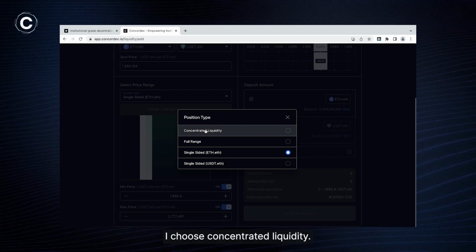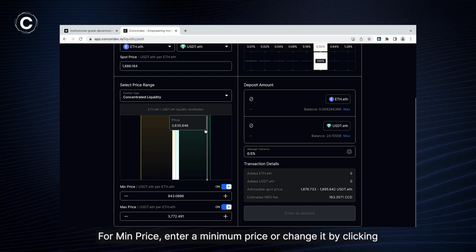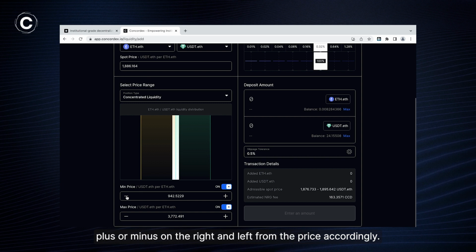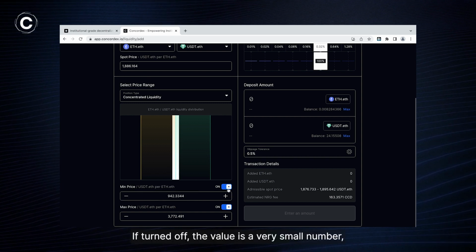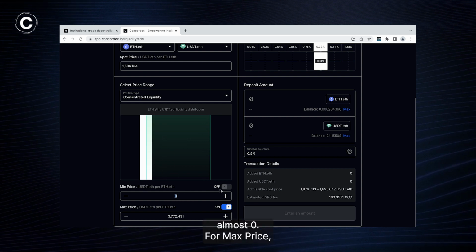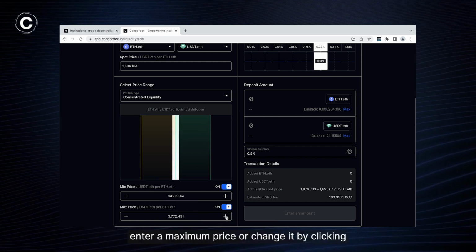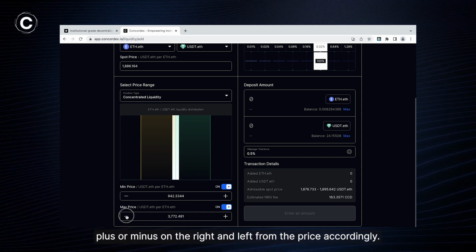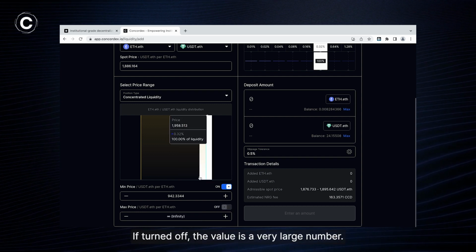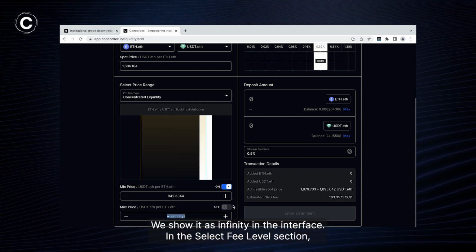I choose concentrated liquidity. For min price, enter a minimum price or change it by clicking plus or minus on the right and left from the price accordingly. If turned off, the value is a very small number, almost zero. For max price, enter a maximum price or change it by clicking plus or minus on the right and left from the price accordingly. If turned off, the value is a very large number. We show it as infinity in the interface.